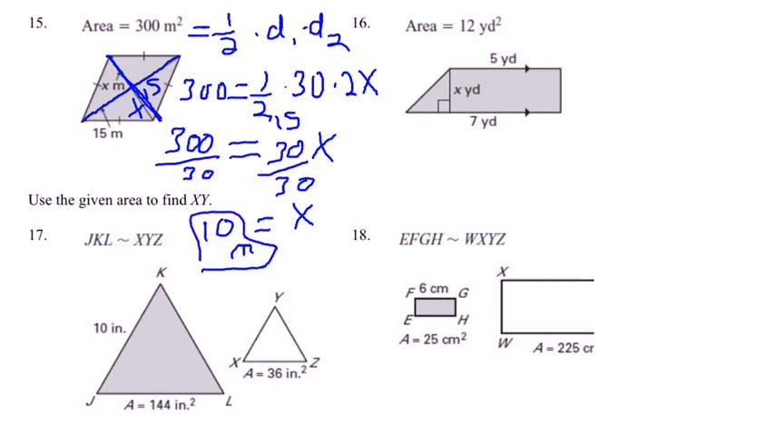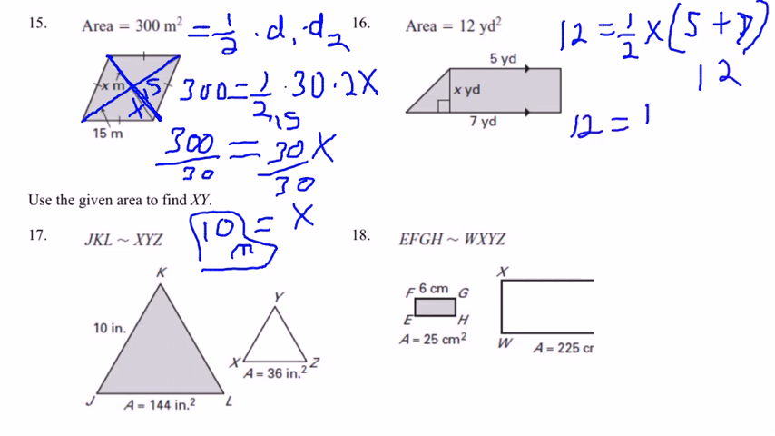Number 16, we have a trapezoid, and it has an area of 12, so we'll set this up. 12 equals 1/2 times the height, which we don't know, it's x, times the sum of the bases. Alright, so those bases equal 12, and then we can take that times 1/2. 1/2 times 12 is 6, so 12 equals 6x, divided by 6, x equals 2 yards.